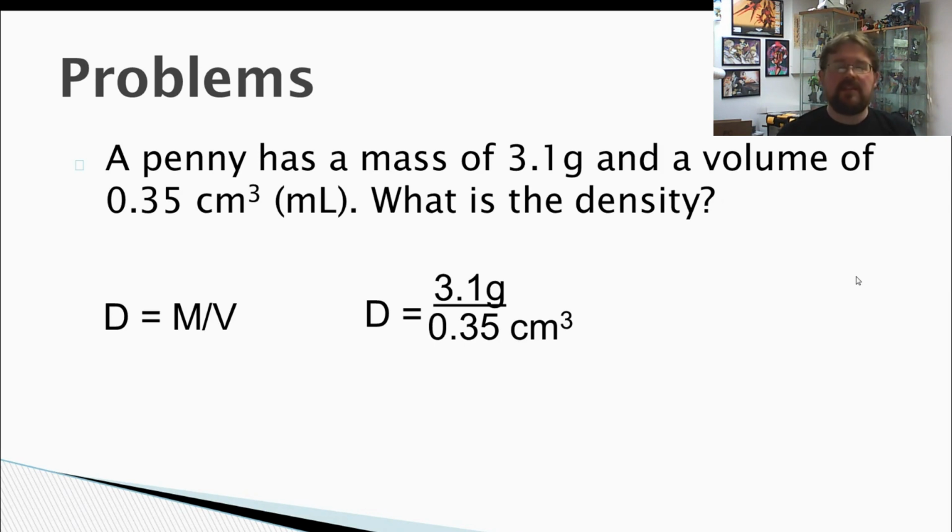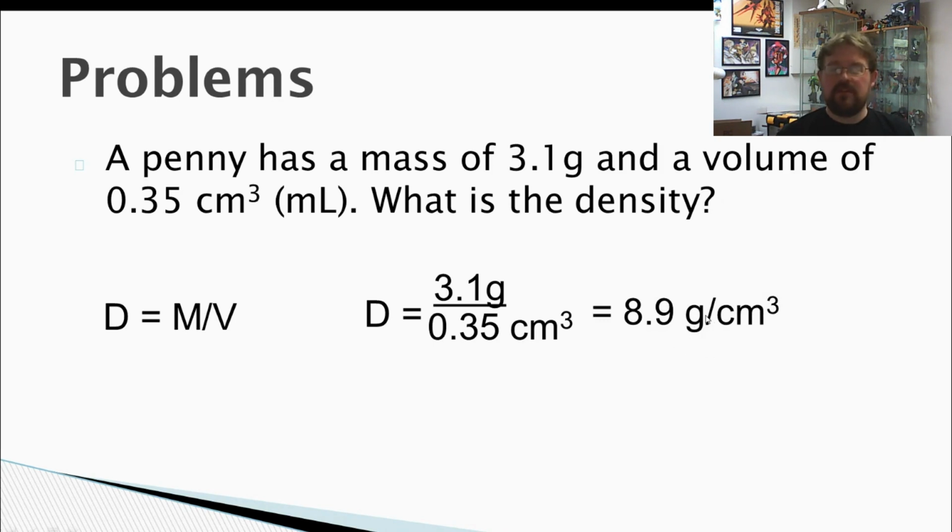So now that we have density is equal to 3.1 grams over 0.35 centimeters cubed, you know that when one number is over another, you divide them. So go ahead, take 3.1 divided by 0.35. What do you get? You should have gotten around 8.9.